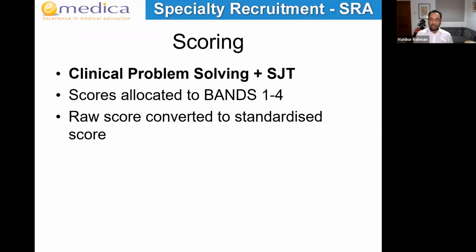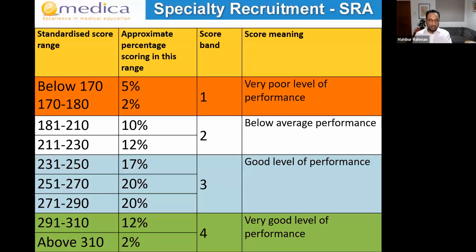Right, so in terms of scoring, you get a separate score for the clinical paper and for the SJT, and your initial score will be turned into a standardized score and allocated to a band from 1 to 4. 1 is the lowest, 4 is the best, okay? The standardized scores are out of about 330 for each paper. Now, this is long-term data we've collected over more than a decade, okay? Your cutoff will be slightly different to this because they'll base it on how your cohort does. The people that study in January, how do they do, okay?